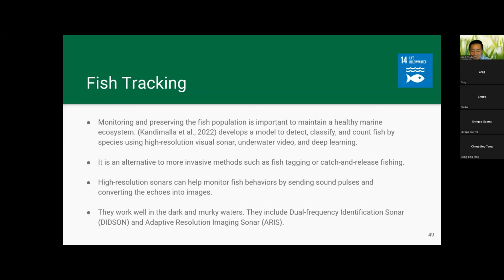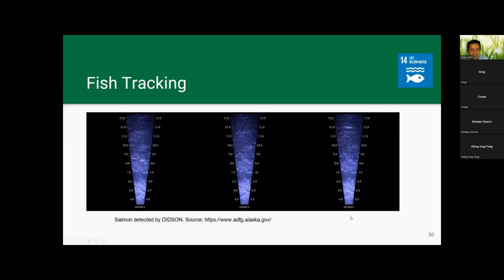So I'm not an expert, so I'll just give you a simple introduction. The product that they use is called DIDSON, a dual-frequency identification sonar, or ARIS, adaptive resolution imaging sonar. And you can Google it and learn more about this. So these are like images from a DIDSON sonar.